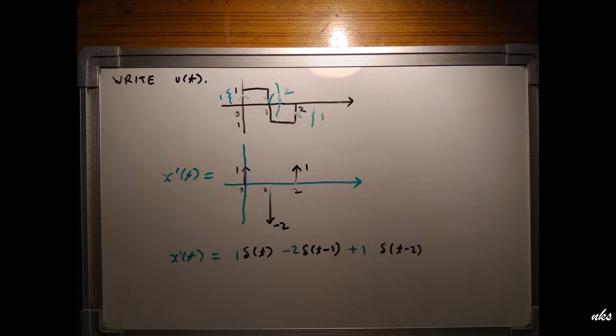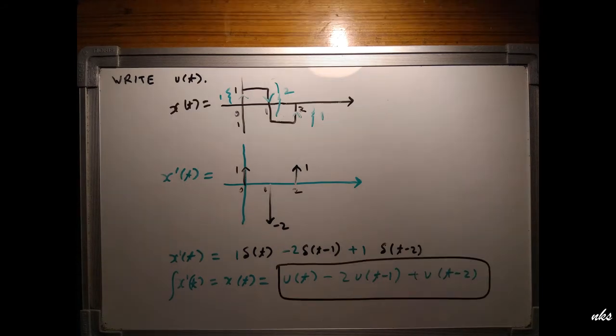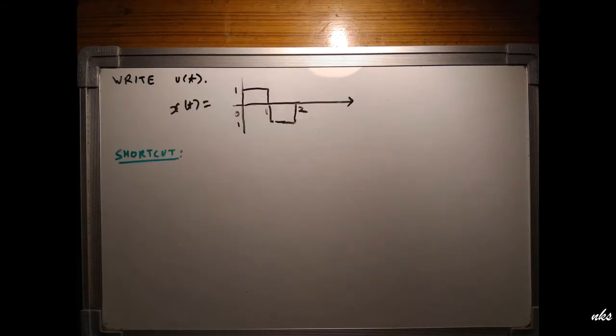The function given in the question is x(t). Now x(t) is the integration of x dash of t. So it is simple to write u(t) after we have found the delta(t). That is u(t) minus 2u(t minus 1) plus u(t minus 2), as shown on the screen. Now we will study the shortcut. So here the key is first mark the magnitudes as shown on the screen.